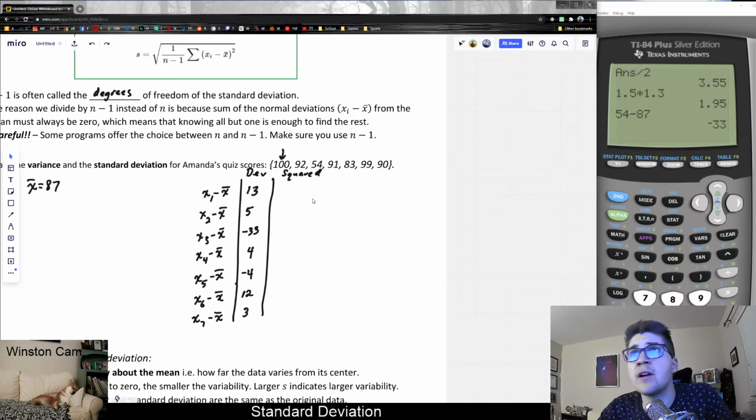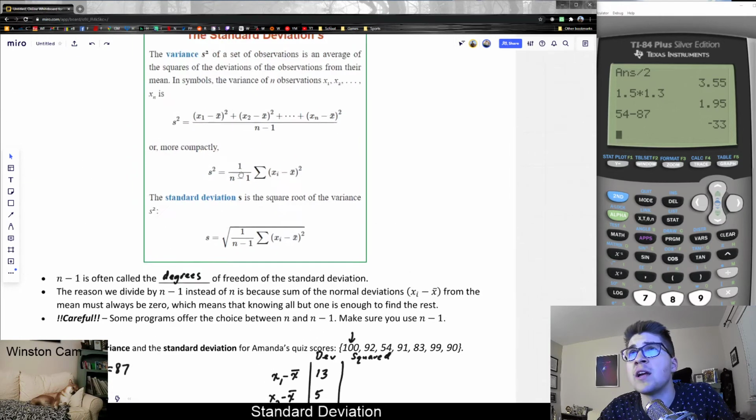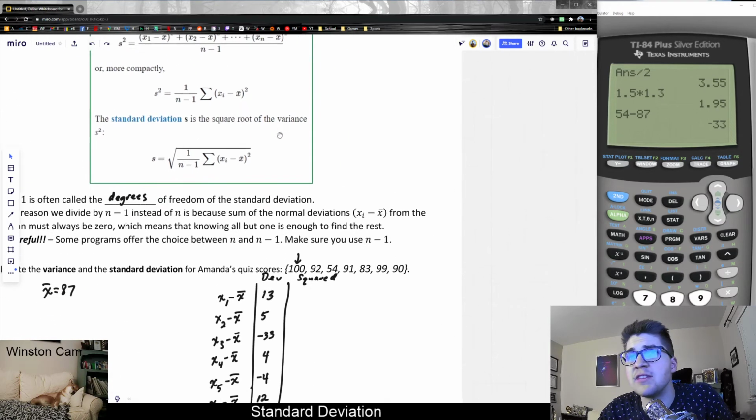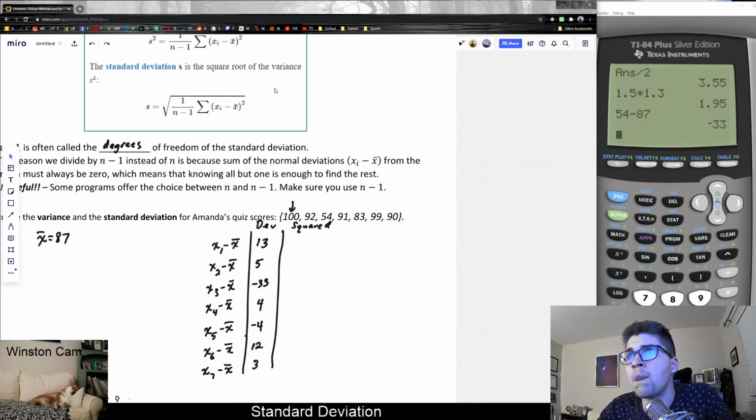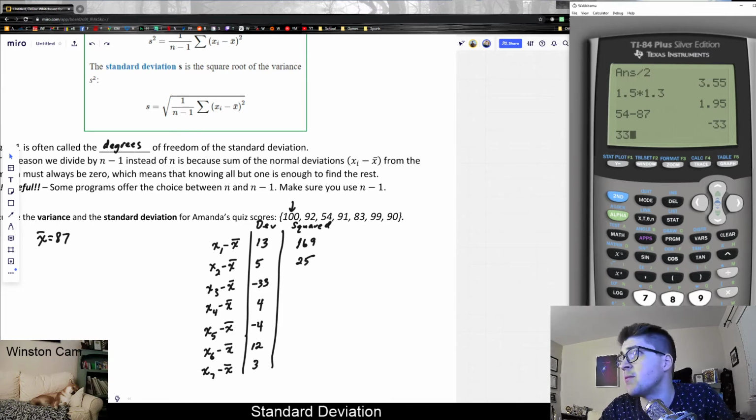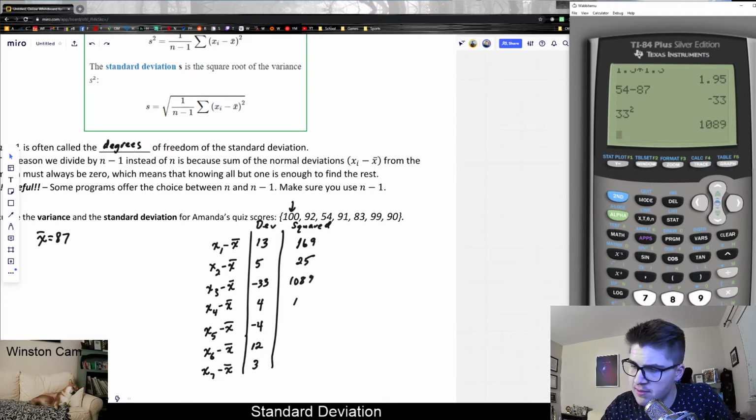So now we're squaring those deviations, because what I need to do is find the sum of the squares of the deviations. 13 squared is 169. 5 squared is 25. I do not know 33 squared off the top of my head, but 33 squared is 1089. 4 squared is 16. 12 squared is 144, and 3 squared is 9. And remember, squaring will always become positive because you're multiplying the number by itself.